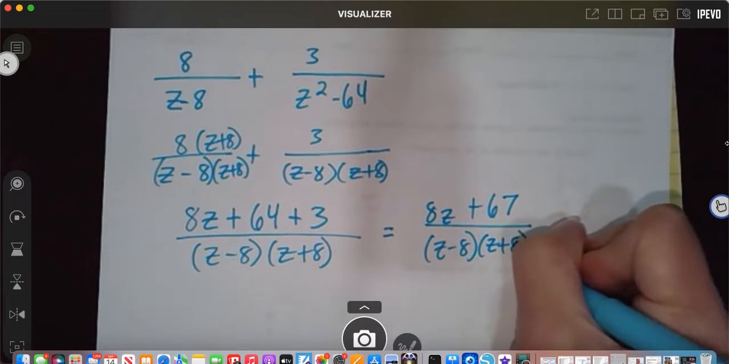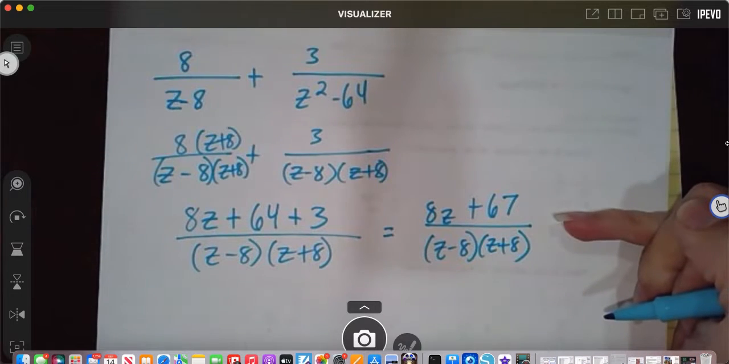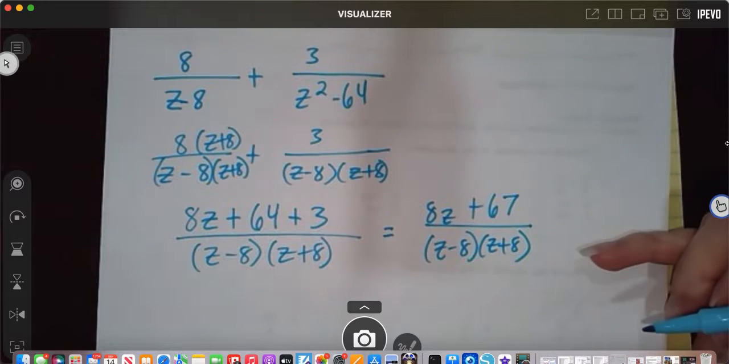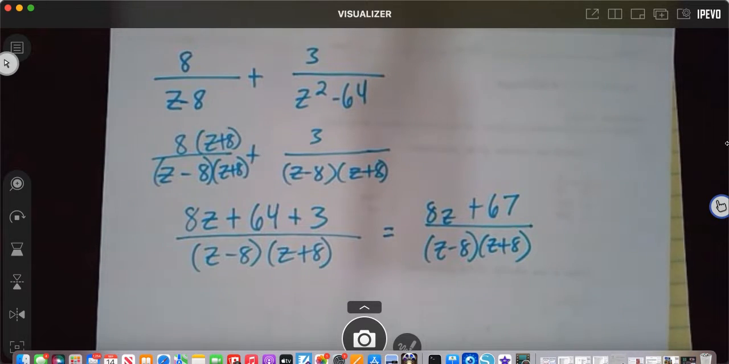And there's no way to factor. A lot of times we'll factor, but there's no way to factor that. Nothing to cancel out. So in this case, that's just our answer. That was number 3.